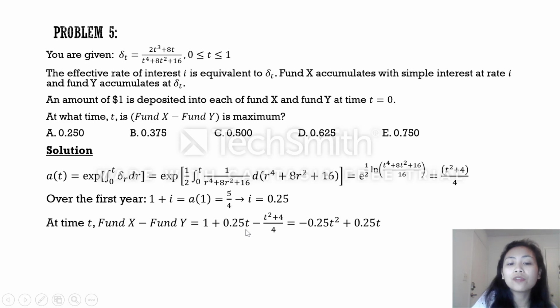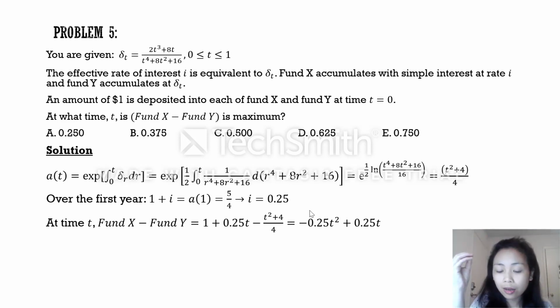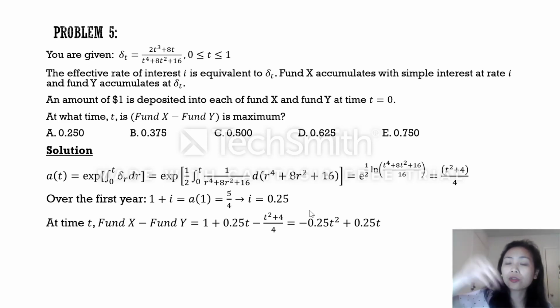So 1 plus 0.25t minus t squared plus 4 over 4 is equal to negative 0.25t squared plus 0.25t. And we want to find the time when the function is maximum. This is a quadratic with the parabola turned downward. So the maximum value should be at the vertex. If you have taken college algebra, I don't need to explain why the vertex is the maximum, because the parabola goes downward. So the vertex at the top is the maximum value.